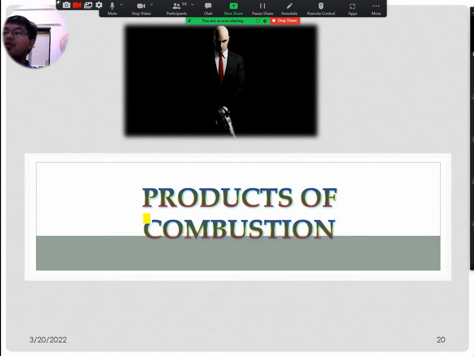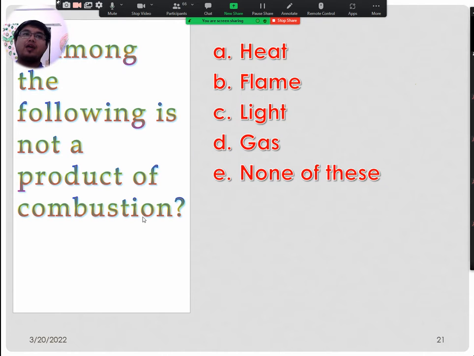So on the products of combustion, pag tayo ay nagsunog ng isang bagay, what could be the product? Ano yung mga makikita natin pag nagsunog tayo ng isang bagay? It says here, among the following is not a product of combustion. Again, when you say combustion, it's just the same as burning something. Susunog tayo ng isang bagay. Among the following is not a product of combustion.